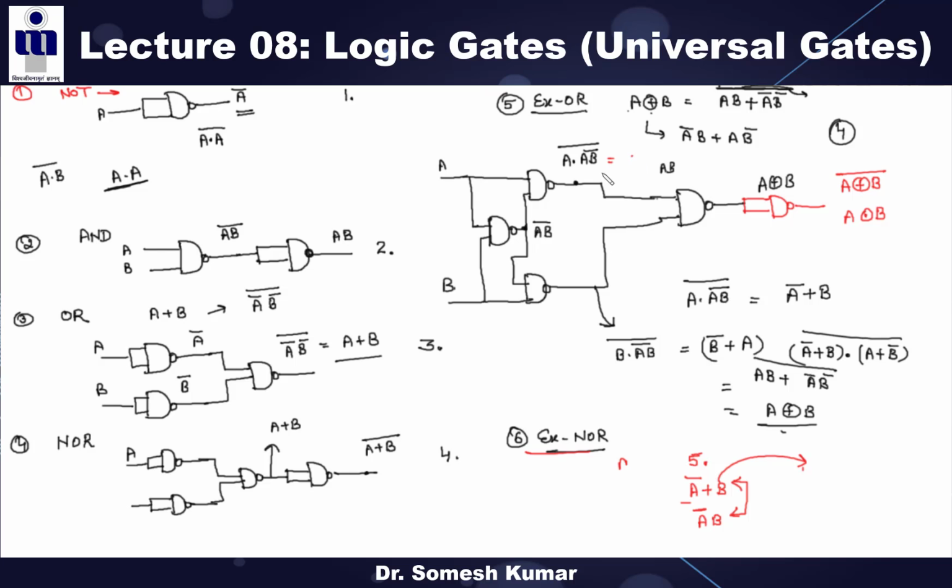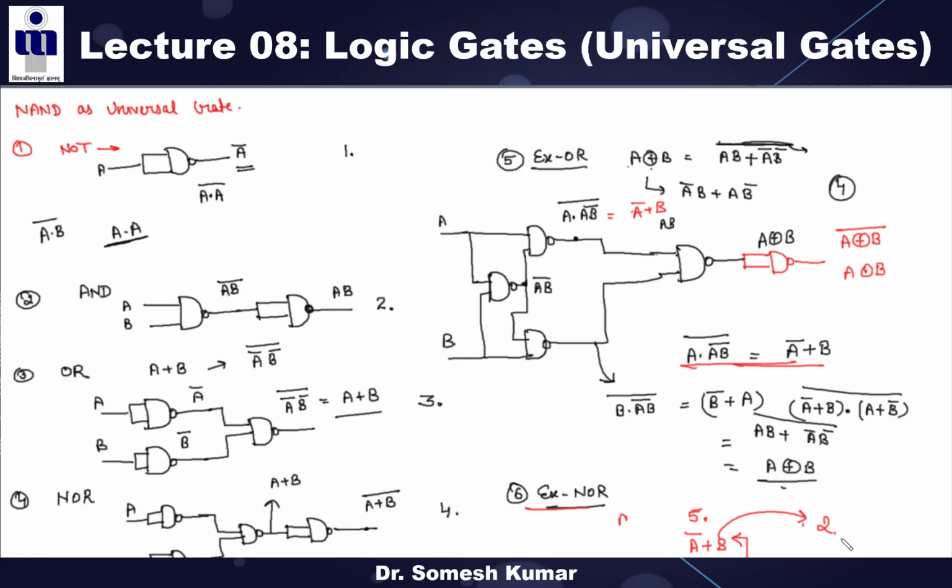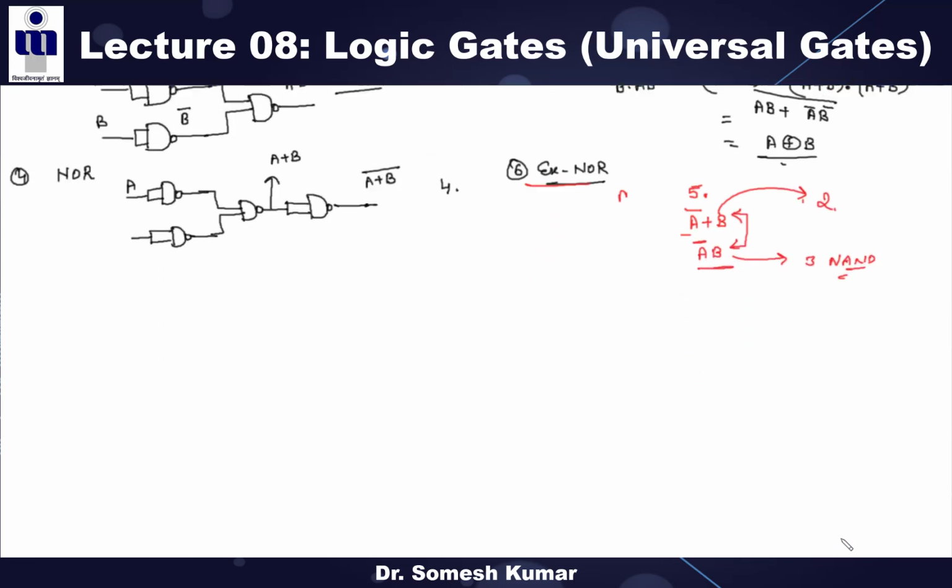This is your, I already told you, A bar plus B only, right? So how many are used? 2 NAND gates. And similarly for this A bar dot B, we need 3 NAND gates. Clear? Now, we will discuss how the NOR gate acts as a universal gate.